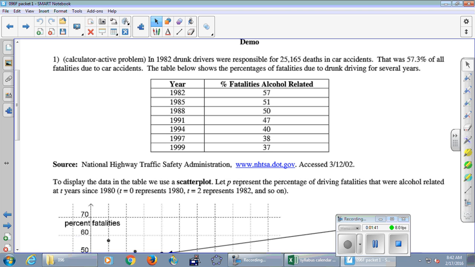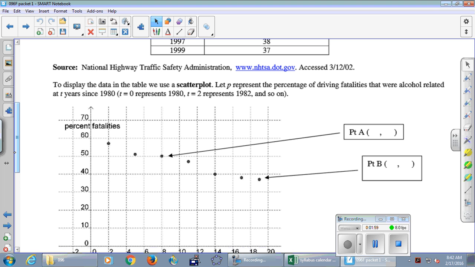So the table below shows percentages of fatalities due to drunk driving for several years. So 1982, 57%, that's the one piece of info that was in the paragraph. In 1985, it was 51%. 1988, it was 50%. Right? We've got this whole big table of data. To display the data in the table, we use a scatter plot.